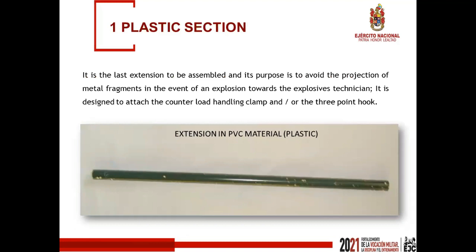One plastic section. It is the last extension to be assembled, and its purpose is to avoid the projection of metal fragments in the event of an explosion towards the explosive technician. It is designed to attach the counterload handling clamp and or the 3-point hook, and is made of polyvinyl chloride, plastic PVC.